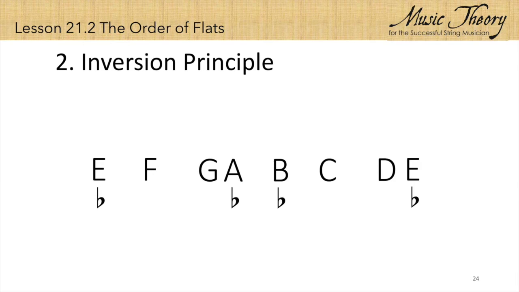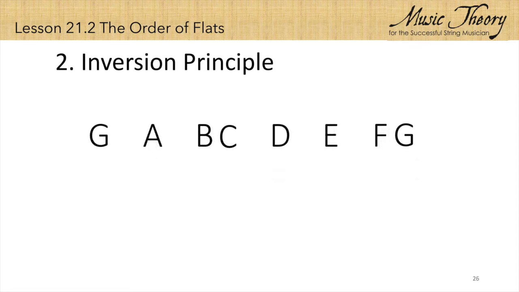Let's look at that in a different key. E flat has 3 flats, E, A, and B flat. So in the key of E, the notes that are sharp are the same notes that were natural in the key of E flat. The inversion principle is especially helpful for keys with lots of flats or sharps.